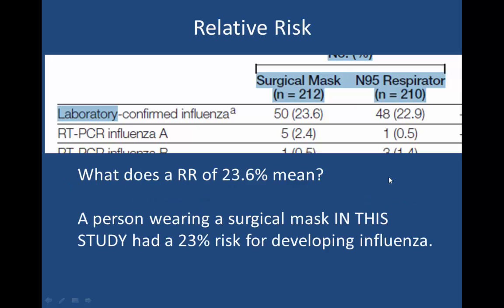So here is that mask study again. Here's the total number of people, and what does a relative risk or a relative risk reduction or a risk ratio, all those are different names for the same thing. What does it mean? So how did they get these numbers? They're telling me a relative risk of 23.6.